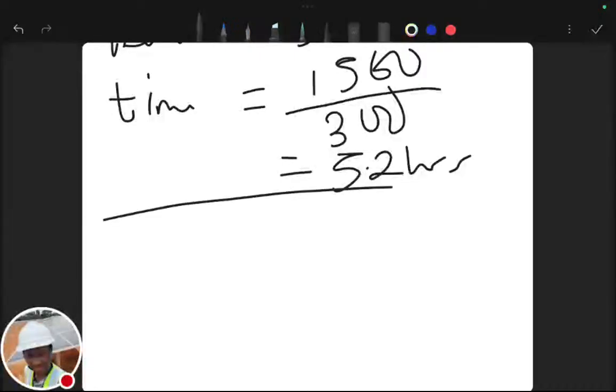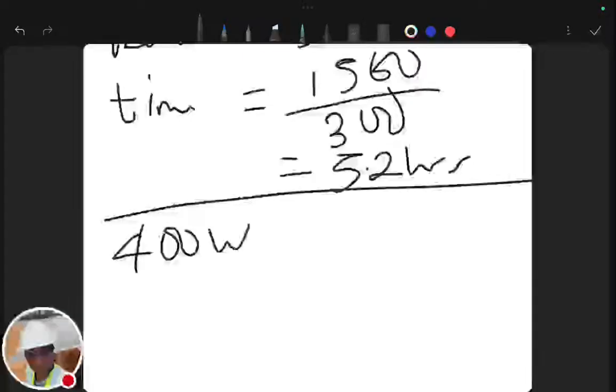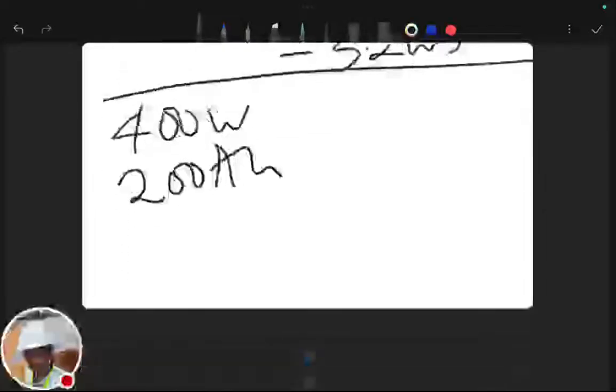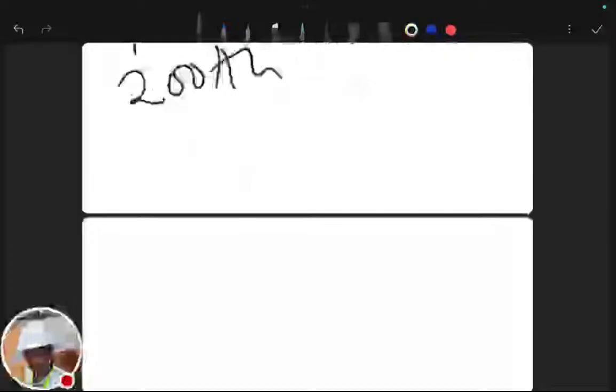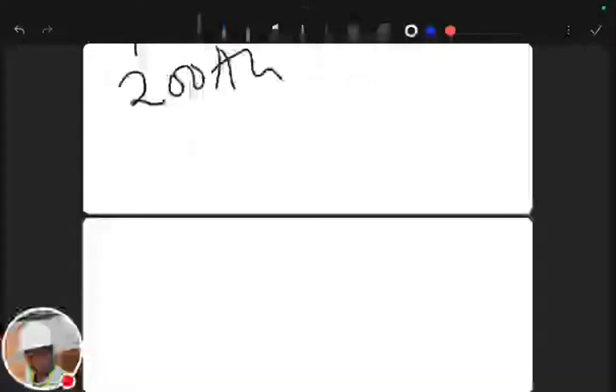And let's quickly do something similar to that now. Let's do a math where we have a 400 watt solar panel and we want to charge a 200 Ah battery. How long is it going to last, and will it charge? Those are the two questions I'm asking. First, how long will it last? And the second question is, will it actually charge? You need to be able to answer the two questions.